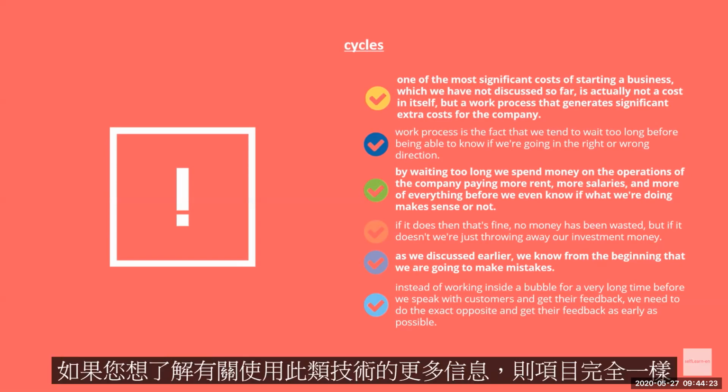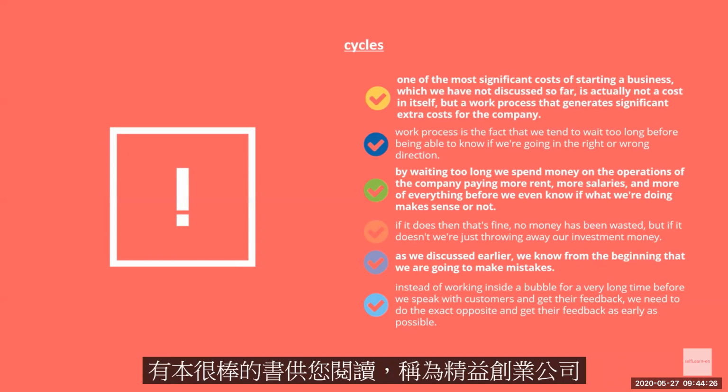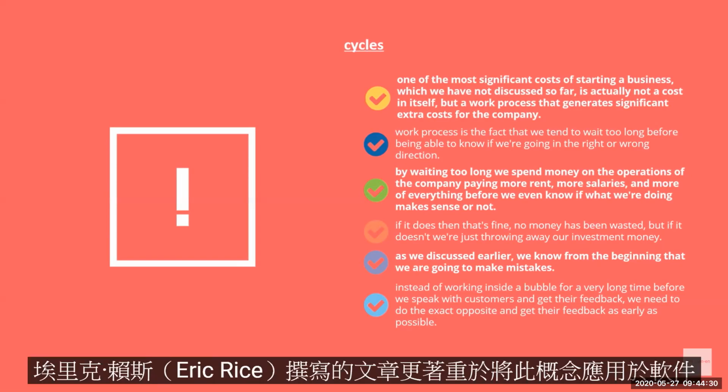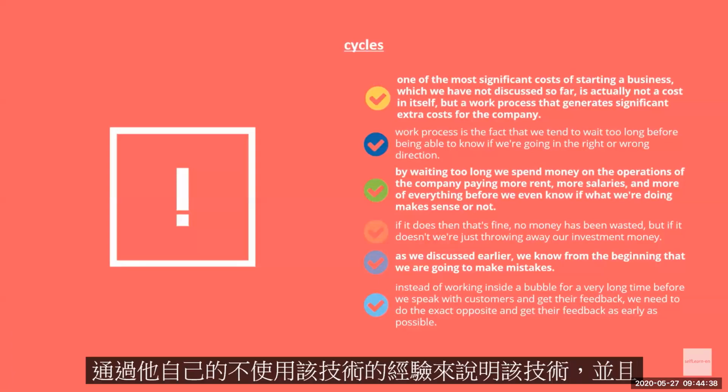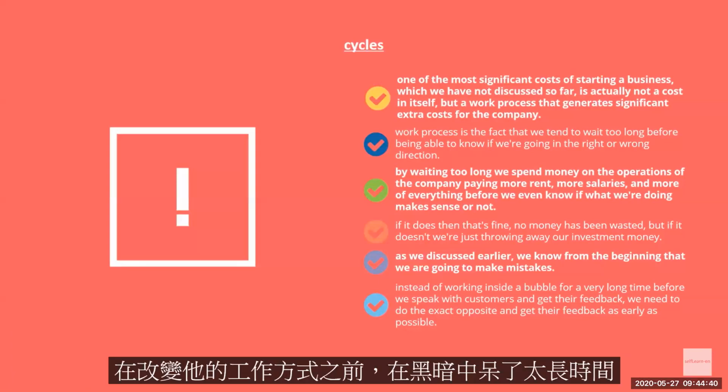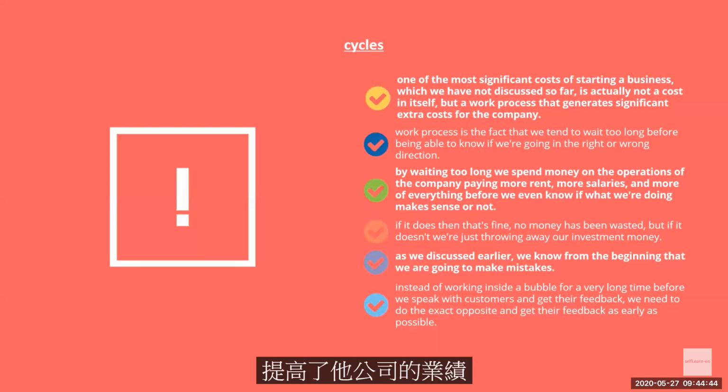If you want to read more about using such techniques, there's a great book for you to read called The Lean Startup. This book, written by Eric Ries, is more focused on applying this concept to software development, but it's applicable to any startup, in fact. In his book, Eric Ries illustrates this technique with his own experience of not applying it and staying in the dark for way too long, before changing the way he worked and improved the performance of his company.